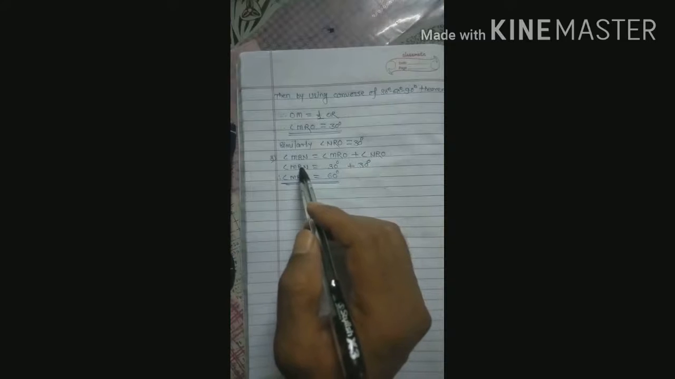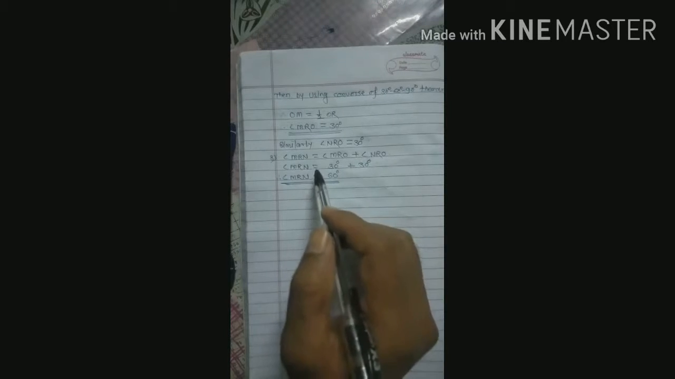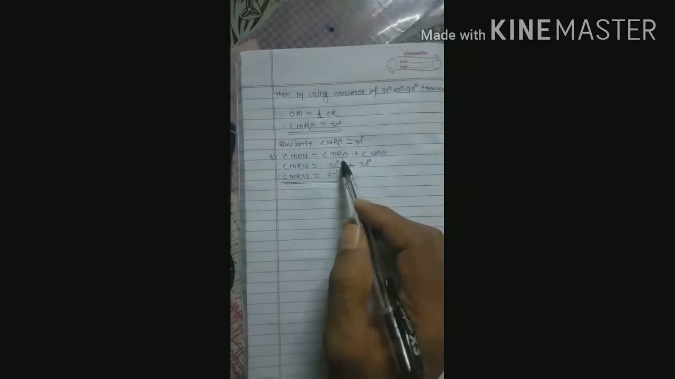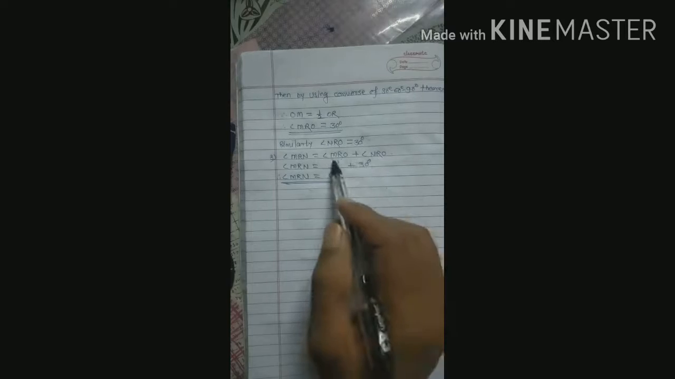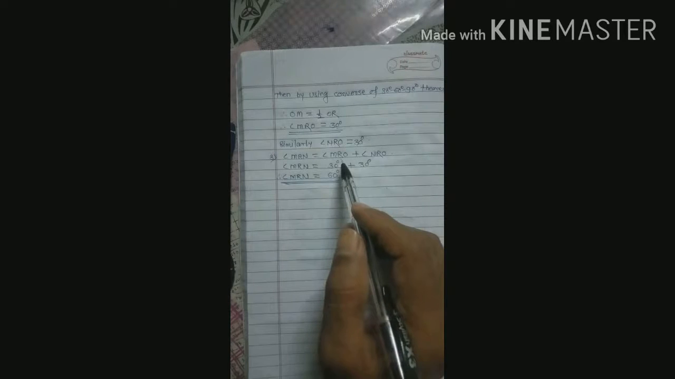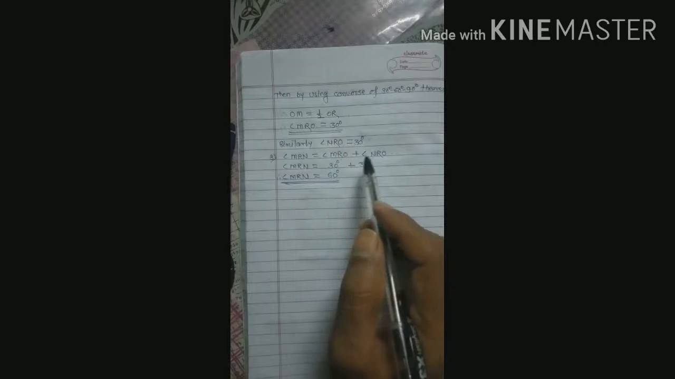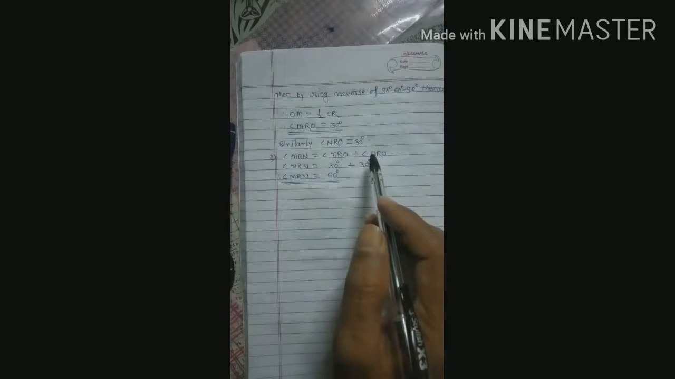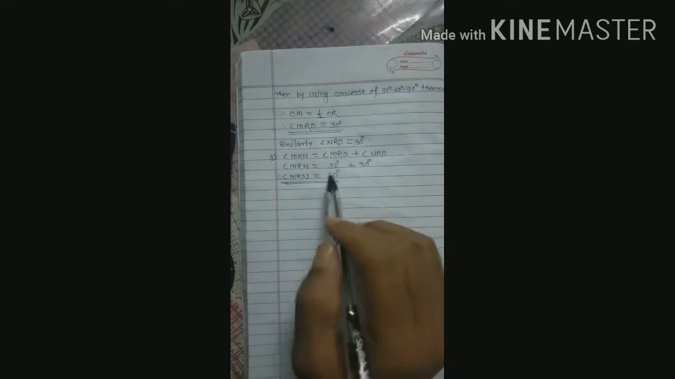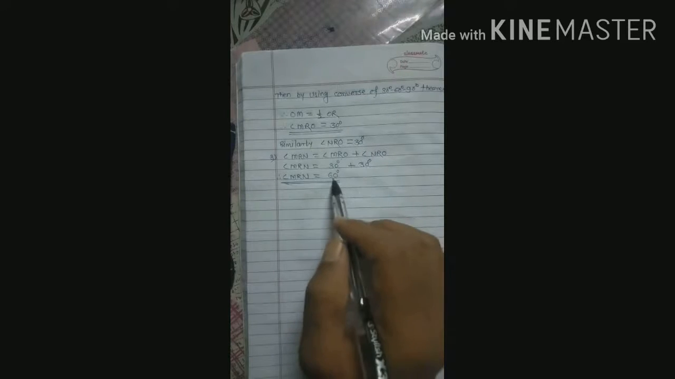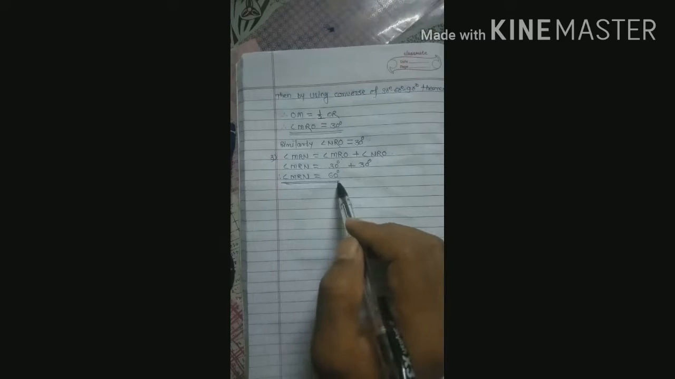Then going to the third question, what is the measure of the angle MRN? Angle MRN is equal to the addition of both angles, angle MRO and angle NRO, and then I will write here these two angles. Angle addition postulate is used, and adding the values of these two angles, angle MRN is equal to 60 degrees.